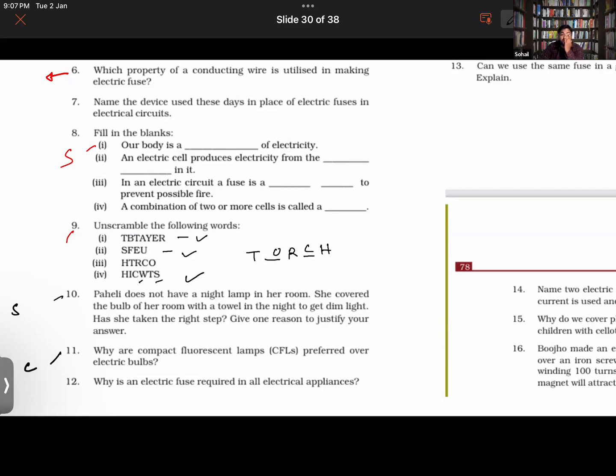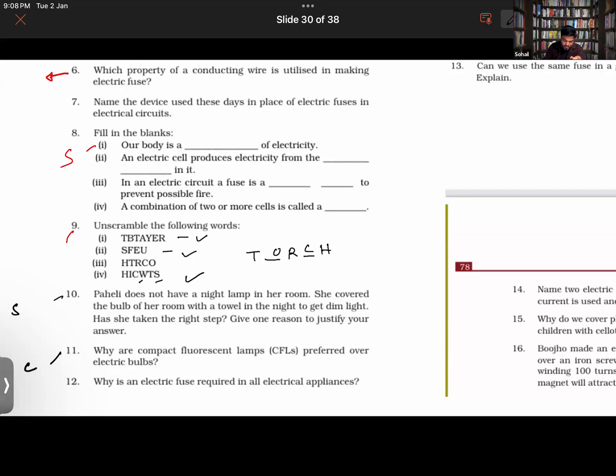Also, you know that here it says that Paheli does not have a night lamp in her room. She covered the bulb of her room with a towel in the night to get dim light. So many times people do that. But in the question, it has not been specified what type of bulb that is. We are considering it to be an incandescent bulb, the glass bulb. That produces heat also, right, Chakrika, Sundus? So that might also burn the towel. So hence that is not a good thing to do.